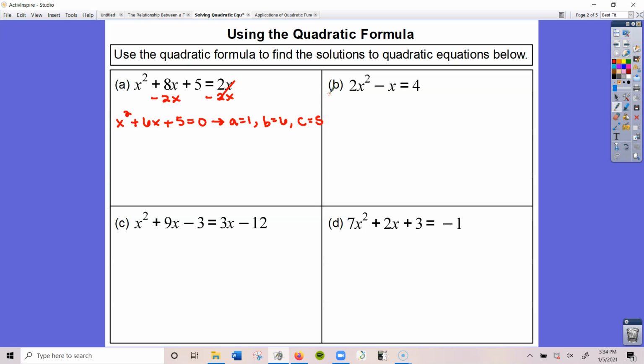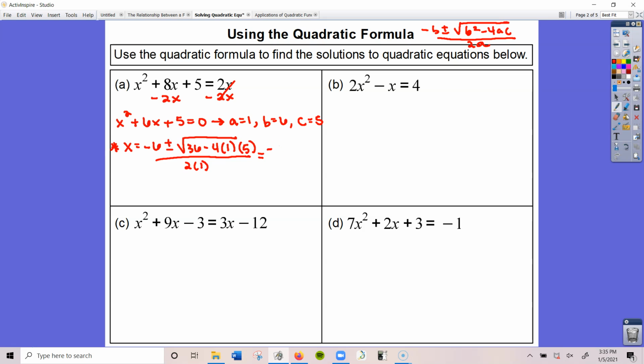Since we don't have the quadratic formula written out in front, I'm just going to write it up here, which is negative b plus or minus the square root of b squared minus 4ac, all over 2a. So now we're going to plug these numbers into this formula. So x is going to equal negative b, so negative 6, plus or minus the square root of 6 squared, which is 36, minus 4 times a, which is 1, times c, which is 5, all over 2 times a, which is 1.